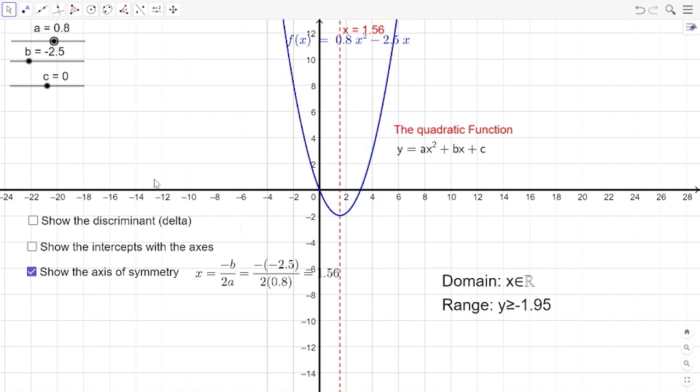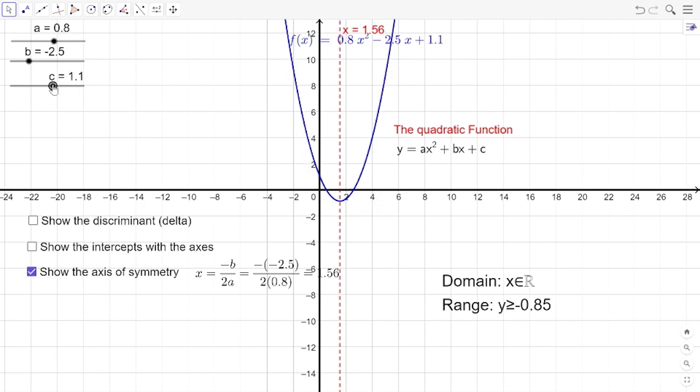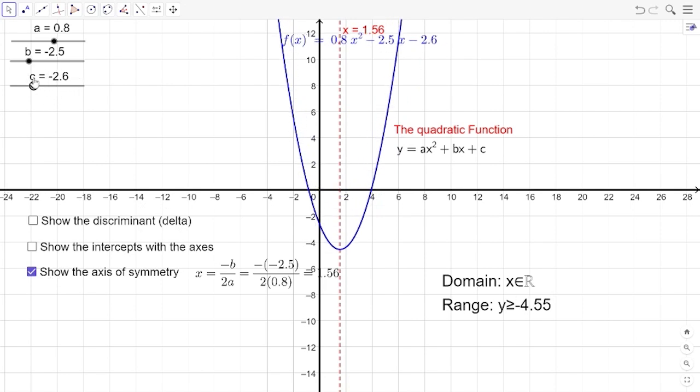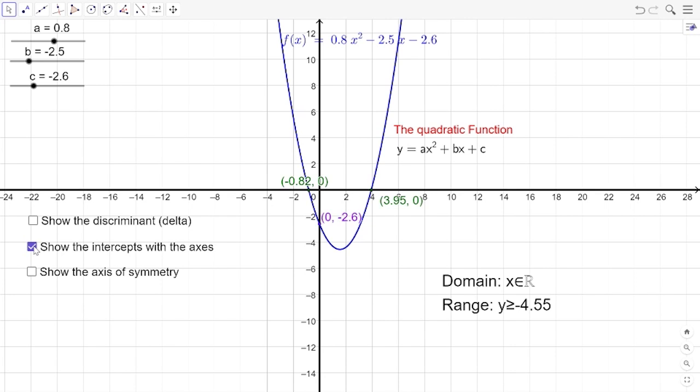Notice our domain and our range changing there. And obviously we can move this graph wherever we like. At the moment, we turn off the axis of symmetry. At the moment, there are various intercepts with the axes. Remember, we find x-intercepts by letting y be 0 and y-intercepts by letting x be 0.